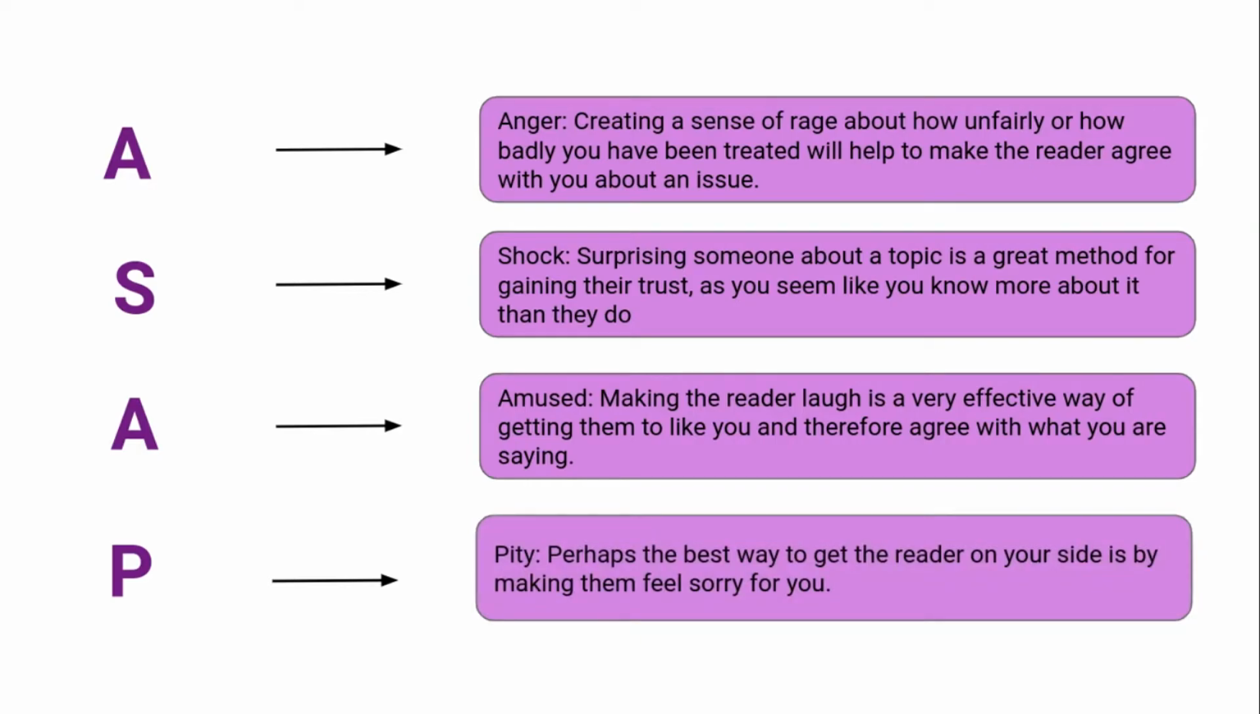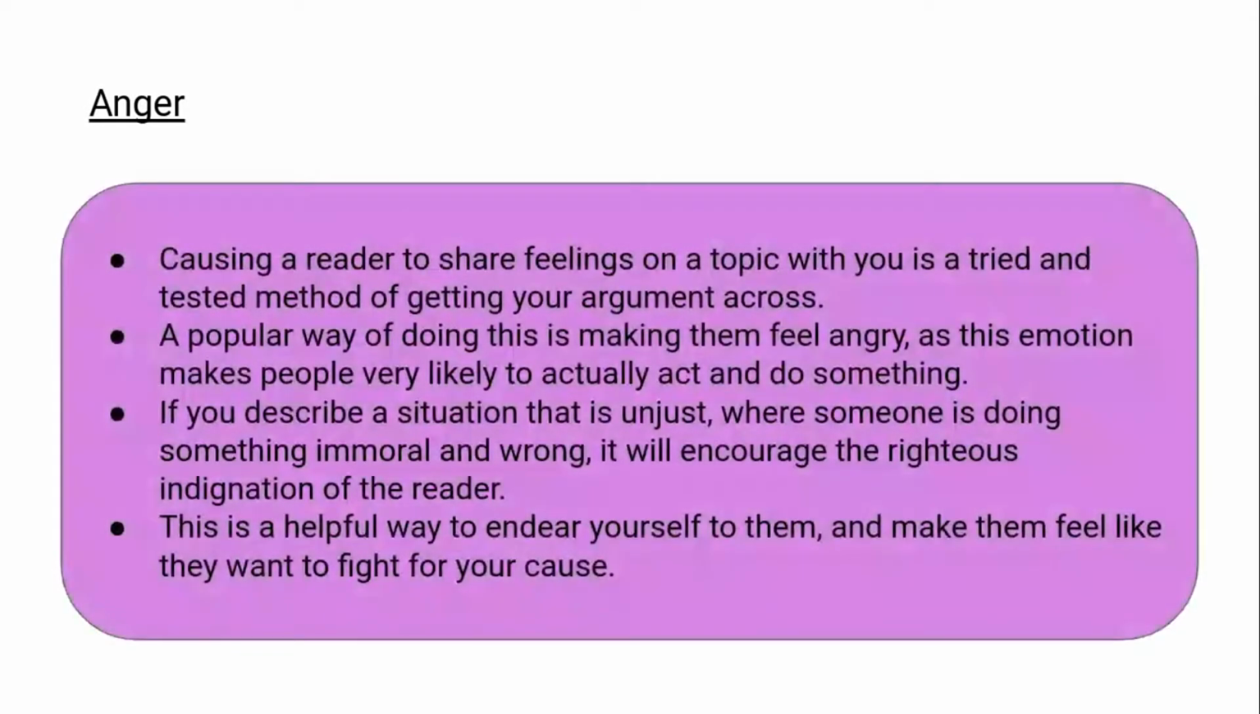So ASAP is our acronym. Of course, there are other emotions, but these are some of the most popular to use in trying to get a reader's trust. Okay, so firstly, anger. Causing somebody to share feelings on a topic with you is a tried and tested method for getting your argument across. A popular way of doing this is making them feel angry, as this emotion makes people very likely to actually act and do something.